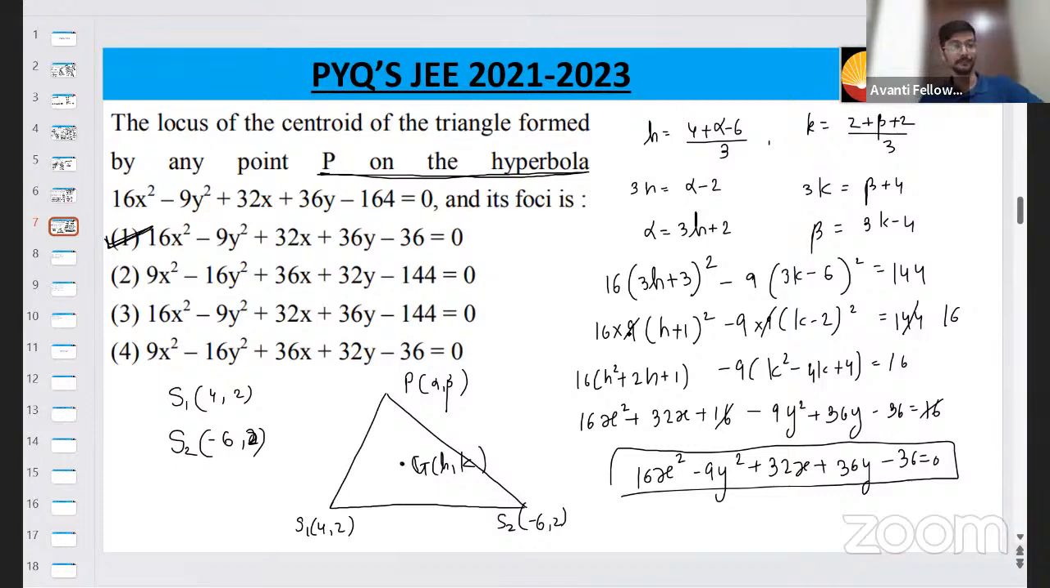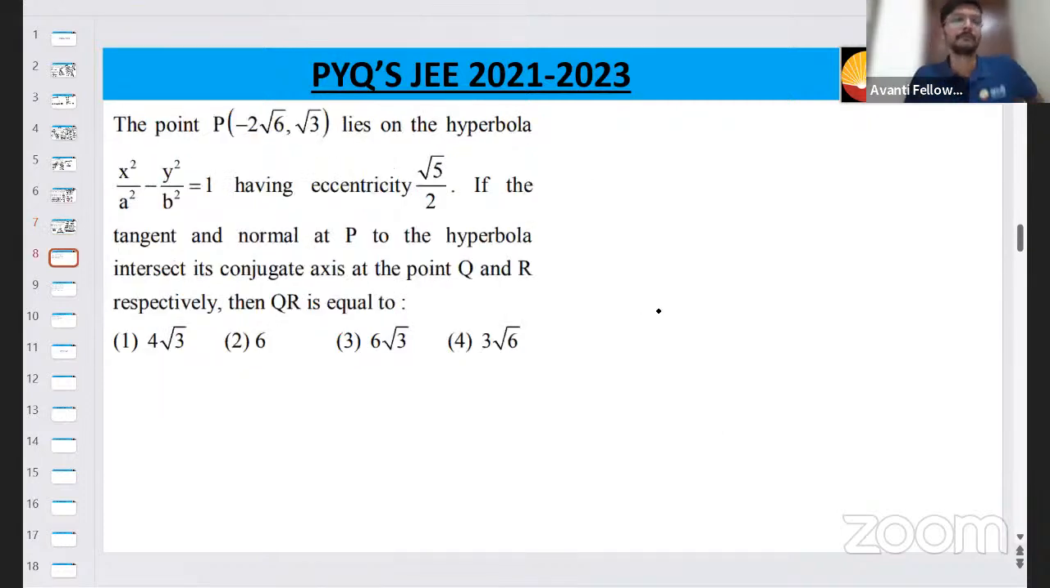Yes, guys. Let's look at the next question. The point lies on the hyperbola having eccentricity. Okay. So the tangent and normal at point P to the hyperbola intersect its conjugate axis. Here the hyperbola's conjugate axis is the y-axis, correct? At points Q and R. So basically, we have to find point Q and point R, and we have to find its distance by using the distance formula. So let us look at it.